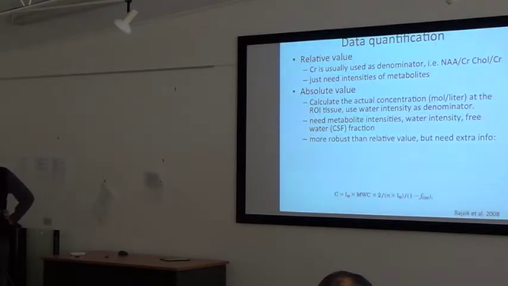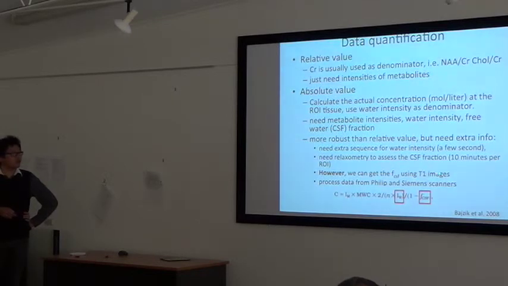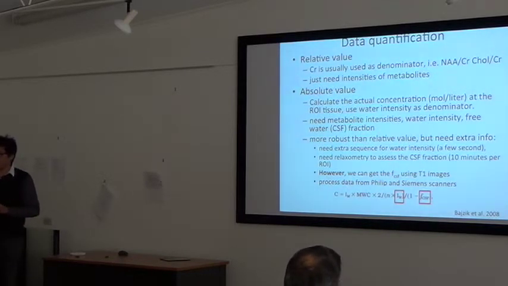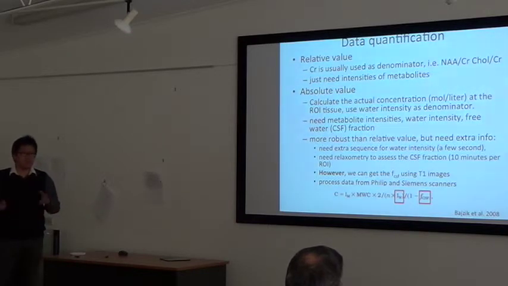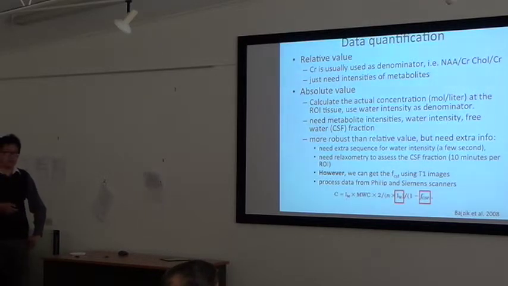It is more robust than the relative value, as you can imagine, but it needs something extra. For example, you need to acquire an extra water intensity scan, which is usually included on the GE scanner, and it only takes a couple of seconds. The second one is you probably need to calculate the fraction of CSF. If you're using the traditional way, the relaxometry, you're probably looking at 10 minutes. But I have a script to get the fraction of CSF using the T1 image and your spectroscopy, so it can save you some money and time. It's also important not only for absolute quantification, but for other post-processing, because you really want to get rid of the partial volume effect of the box you choose.